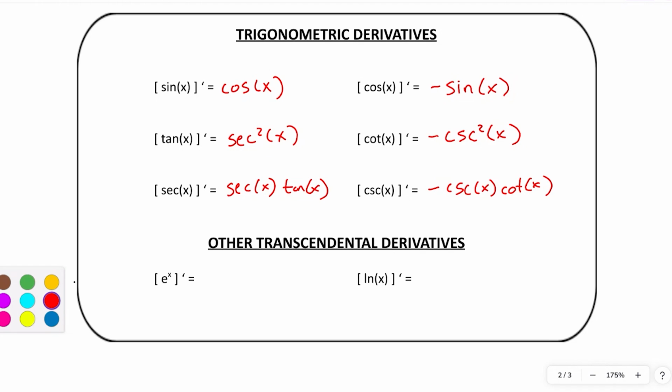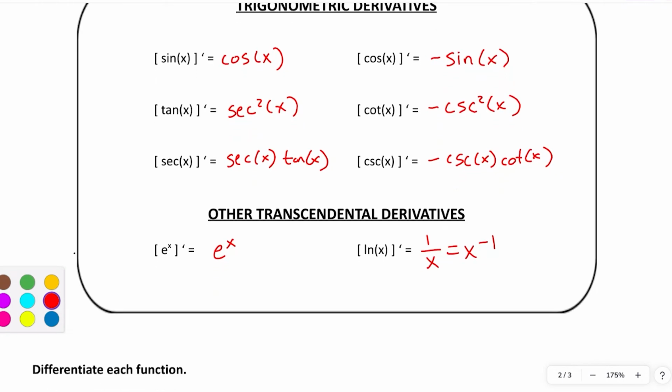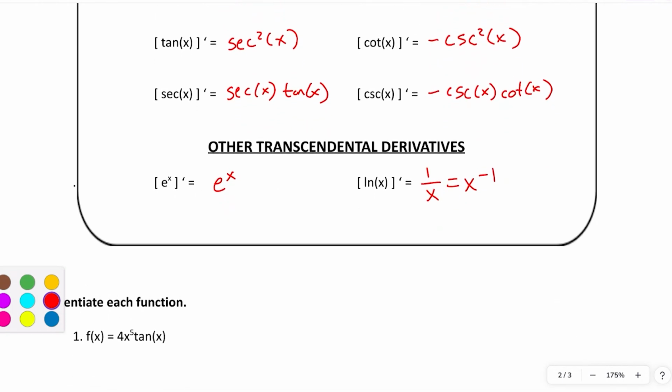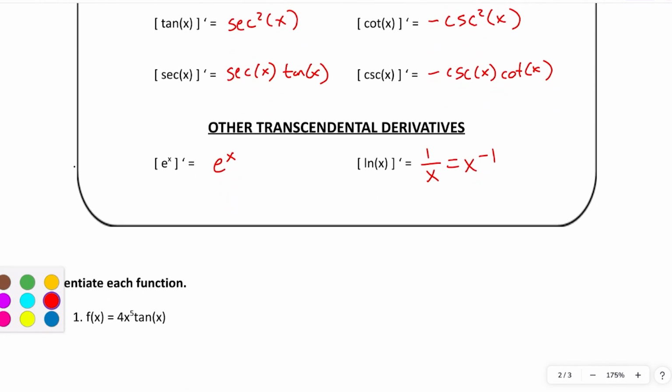Okay, so the other transcendental derivatives we know: e to the x is just itself. Natural log of x, if you differentiate that, you can either write it as 1 over x or x to the negative 1. And that's about it. The only other one, I'll give you a little bonus one for when you have a constant multiple. Here's a little bonus rule.